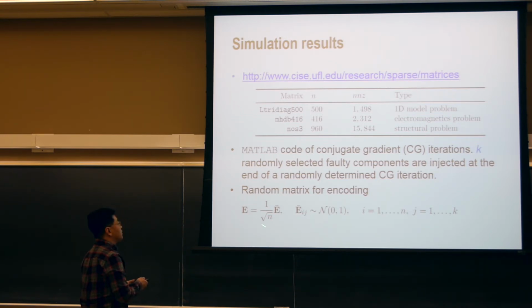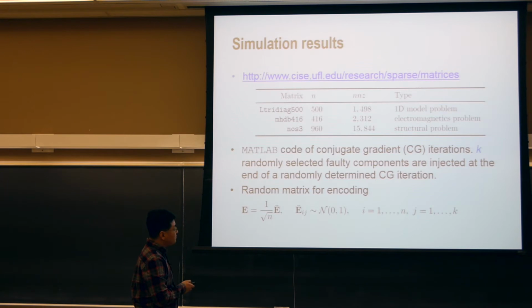And the encoding matrix we introduce is a random Gaussian matrix, but it's scaled according to the square root of n. So the intuition is that this encoding matrix will have critical rank k with high probability.